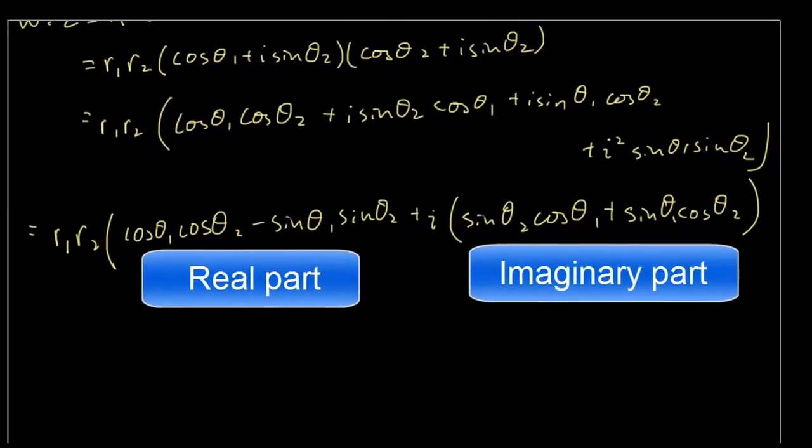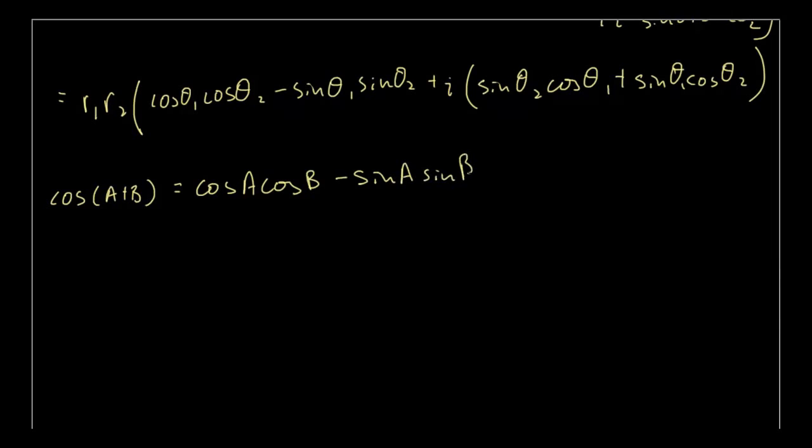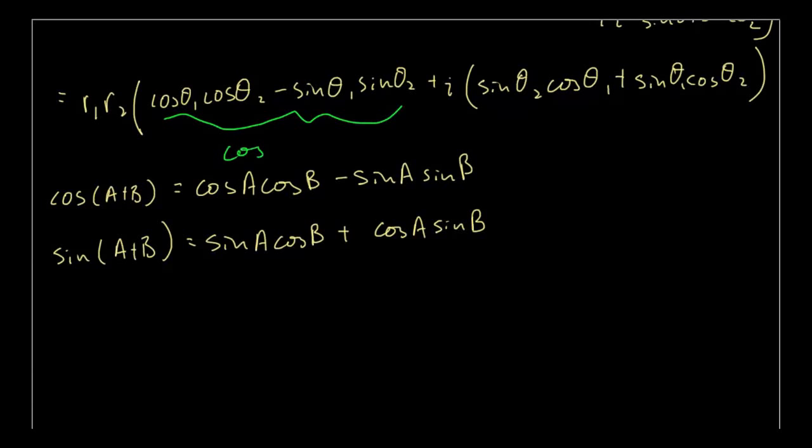Okay, so now from our trig identity, cos A plus B is equal to cos A cos B minus sine A sine B. And from sine A plus B, that is equal to sine A cos B plus cos A sine B. So that means that this part should be cos of A plus B, or theta 1 plus theta 2, and that one should be sine A plus B as well.